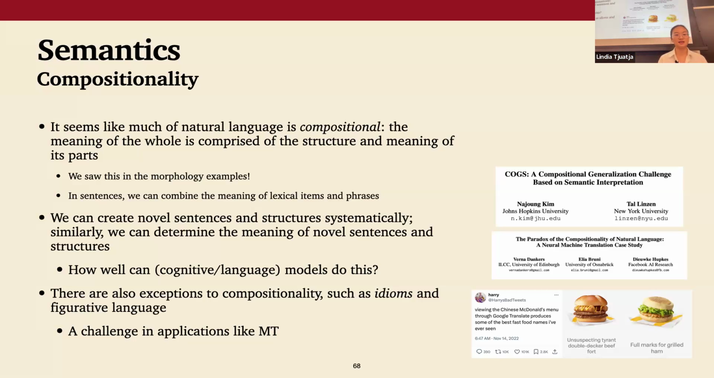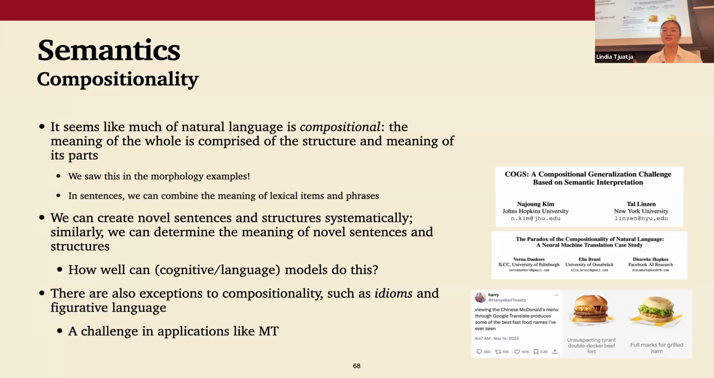So in sentences, for example, we can combine the meaning of individual lexical items and phrases, and then maybe even other constructions. A very important thing as well is that we can create novel sentences and structures systematically through compositionality. And similarly, we can determine the meaning of novel sentences and structures. And this is still an open question as to whether modern models can do this and to what extent, if they do.